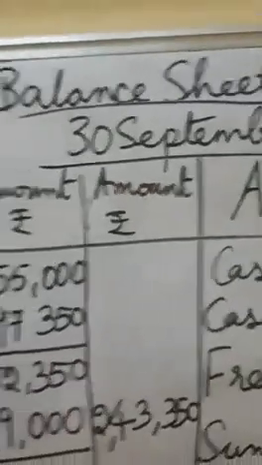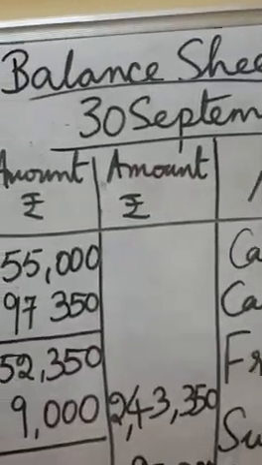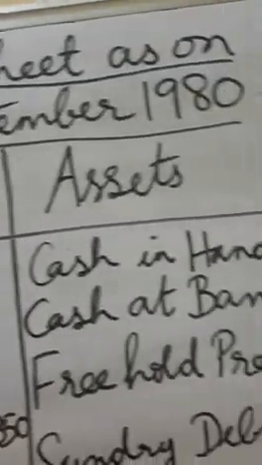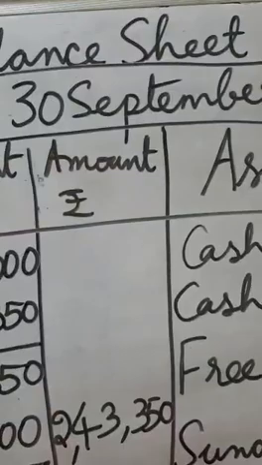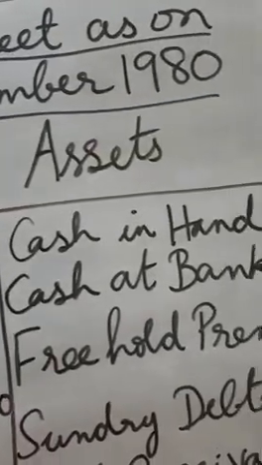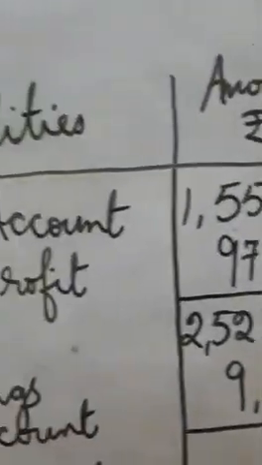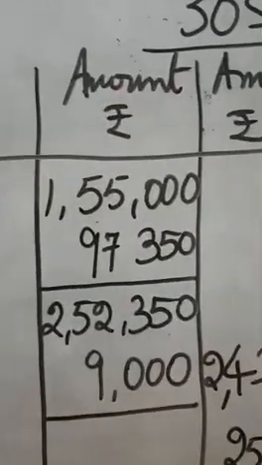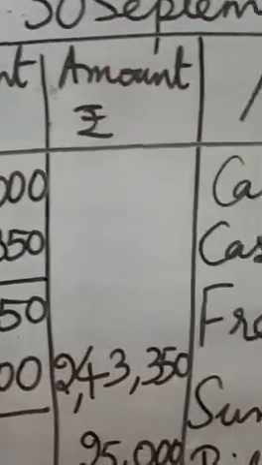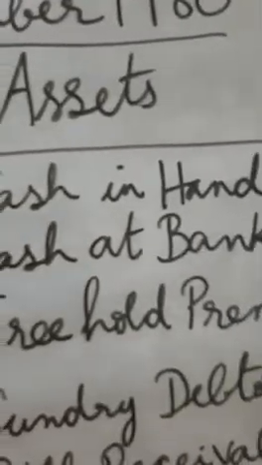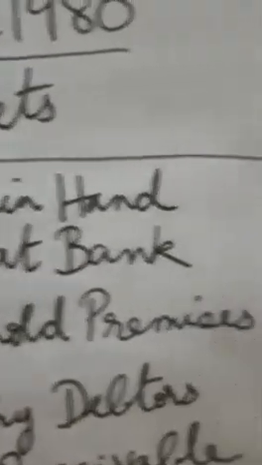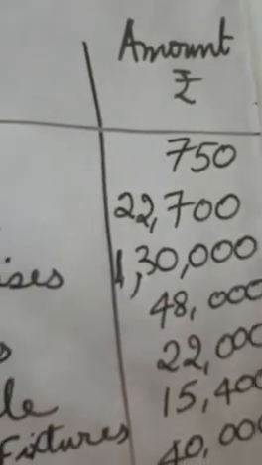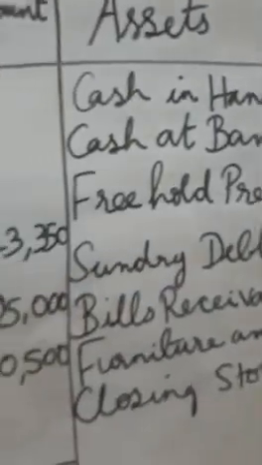Now I have worked out the balance sheet for you. You have to work it on the same page. Balance sheet as on 30th September 1980. The left side is called the liability side. Draw two columns for amount and amount. And the right side is called assets. Draw only one column because there is no adjustment, and there is no debit and credit for this balance sheet.